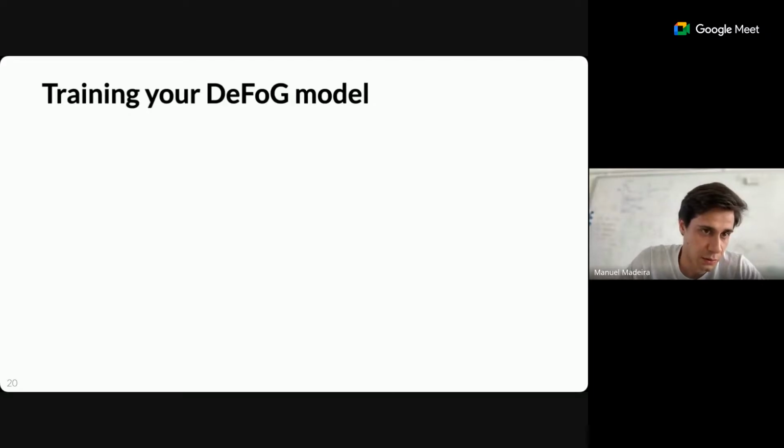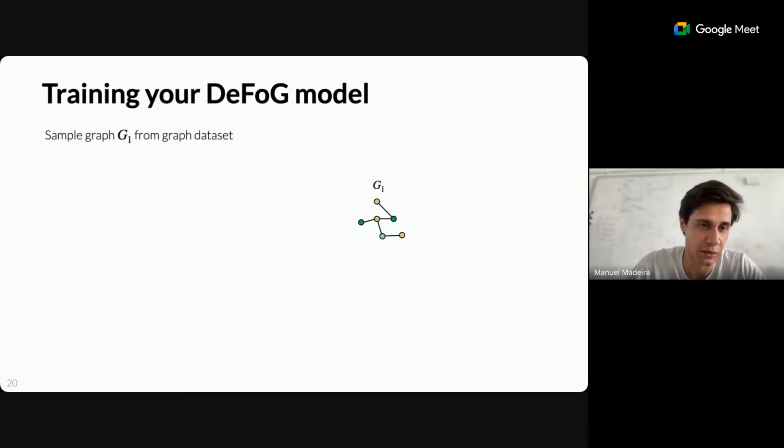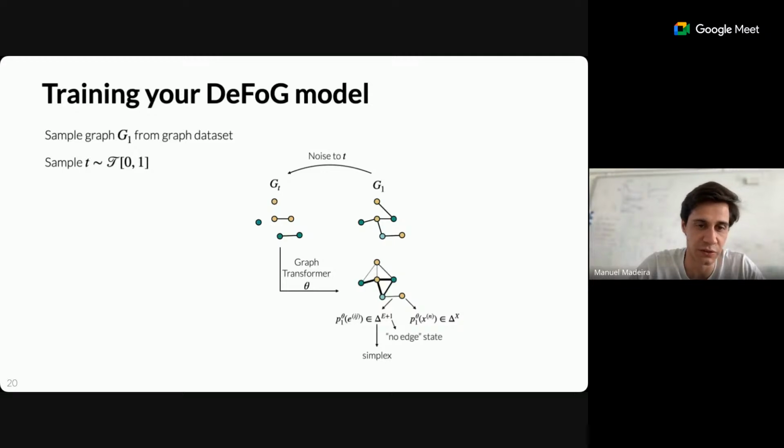So once we define these, we can actually look at how we train our DeFog model. We first sample a graph from our data set. So this consists of a clean graph. And then we sample a time step from a distribution covering from 0 to 1. Note that this distribution is arbitrary. Typically, it is assumed to be uniform, but other distributions can be considered. And once we noise the graph, then we will pass it through a graph transformer that will predict for each node and each edge a probability vector. So what I'm saying is that, for instance, for this edge, I will predict a probability vector that lies in the simplex of dimension E plus 1, so E being the number of edge categories and 1 being the no edge state.